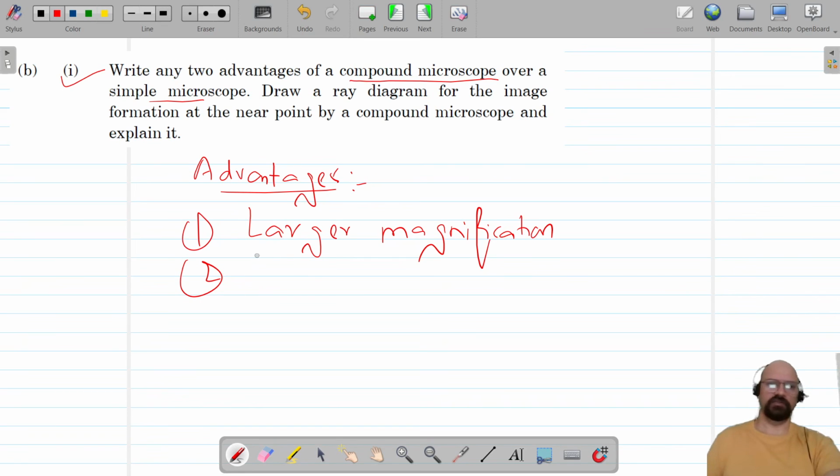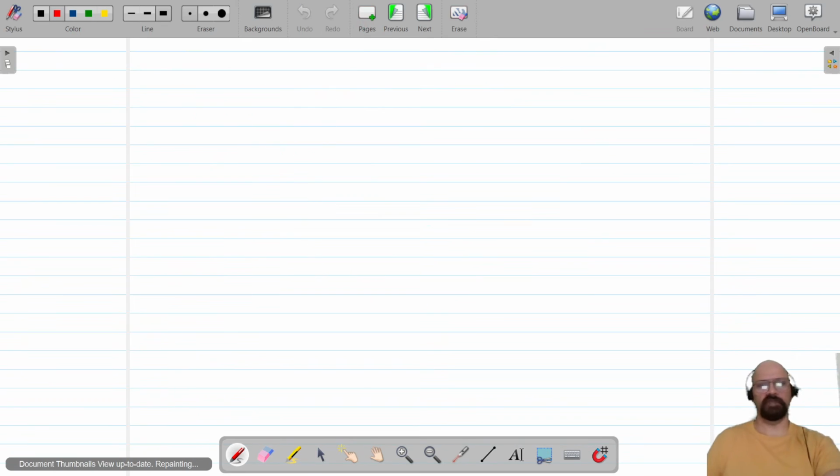magnification, and the second advantage is that it gives or produces a brighter image. That is the advantage of the compound over the simple. Now we have to draw a ray diagram for the image formation at the near point. Near point means the least distance of distinct vision, by a compound microscope, and we have to explain it.